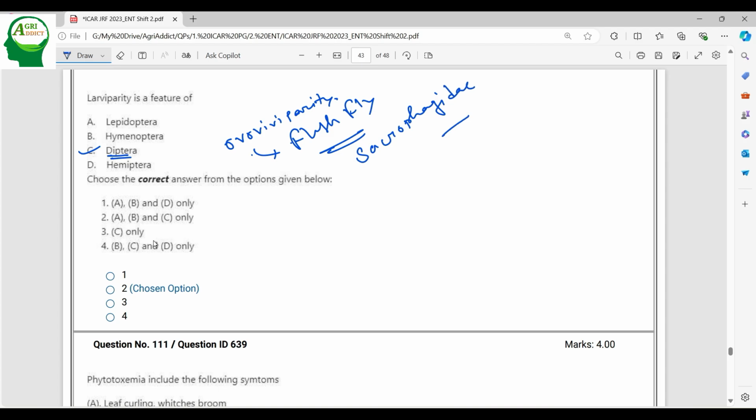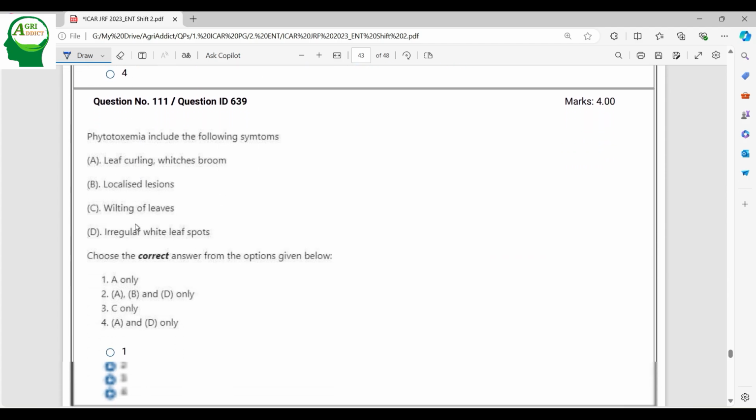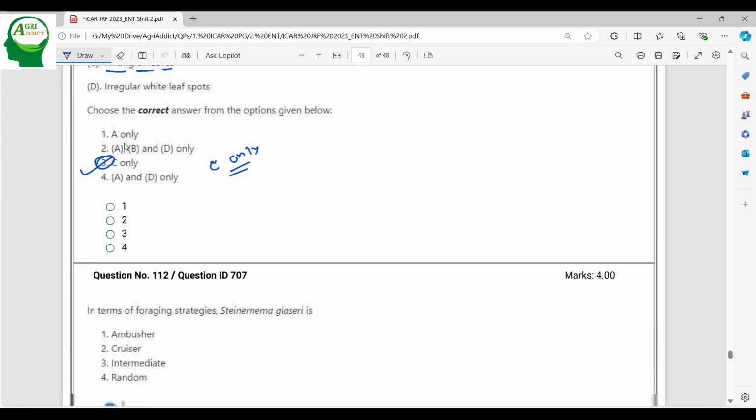The flesh fly. So C only, the Diptera, is the correct answer for larviparity. Phytotoxemia includes the following symptoms. In the answer key, it was given wilting of leaves, but I'm not sure if it is correct or not. According to the answer key, it is C only, but I'm not sure if it is correct or not. The symptoms of phytotoxemia: if anybody knows, then comment it in the comment box.